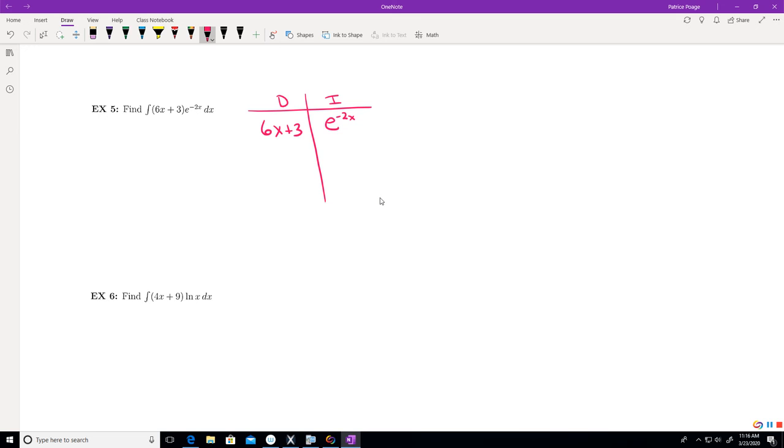All right, so taking the derivative until we hit 0. Derivative of 6x plus 3 is 6. Derivative of 6 is 0. The integral of e to the negative 2x is negative 1 over 2 e to the negative 2x. And think about what the integral of negative 1 over 2 e to the negative 2x is. You could pull that number out front. And so you'll have negative 1 over 2 times negative 1 over 2 e to the negative 2x. So 1/4 e to the negative 2x.